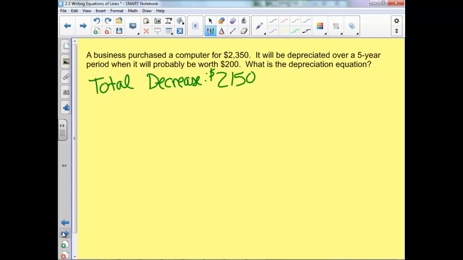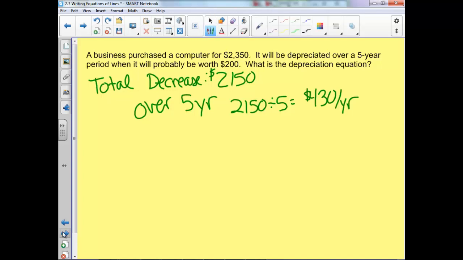But we know this happened over 5 years. So to figure out how much it went down each year, just divide this 2,150 divided by 5 years. So we get $430 per year that it went down.